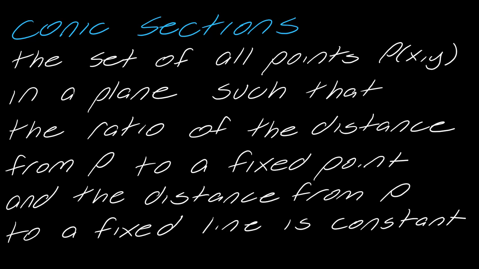But the formal mathematical definition is that a conic section is the set of all points in a plane such that the ratio of the distance from a point P to a fixed point and the distance from P to a fixed line is constant. This generalizes all of those geometric definitions of the other conic sections that we've been talking about in this series.